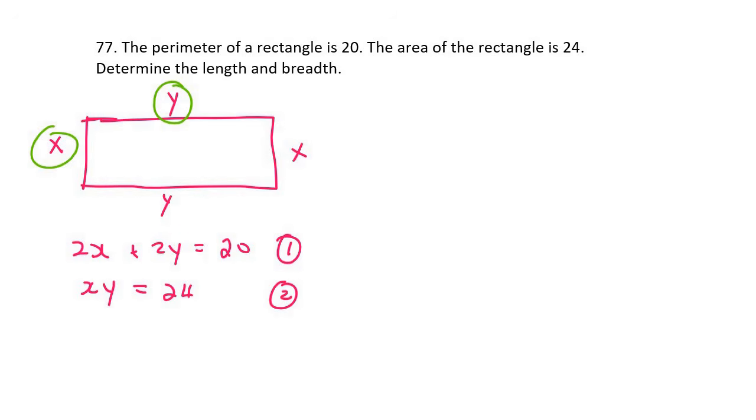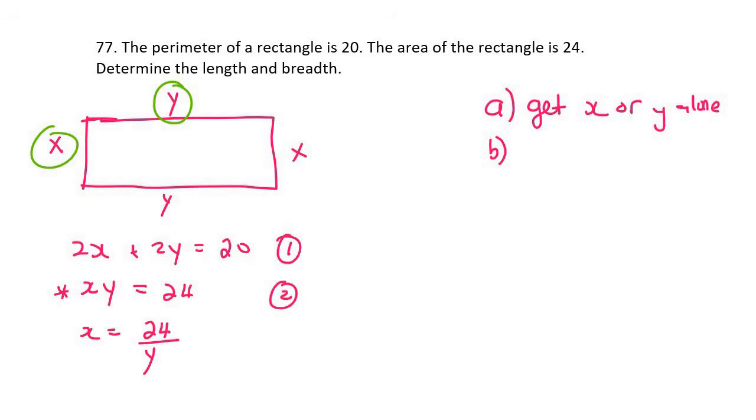And so with simultaneous equations, your step 1 is to always try to find x or y alone. So get x or y alone. And then step B, let's not jump the gun here. Let's get x or y alone. So what I'm going to do, it doesn't really matter, I'm going to get x alone in this equation. So I'm going to say that x is equal to 24 over y. And then I'm going to call that equation number 3.